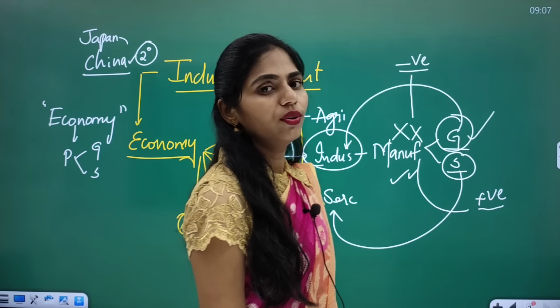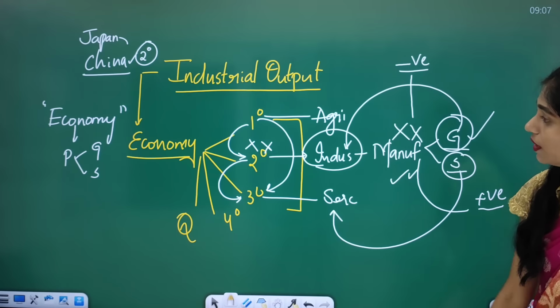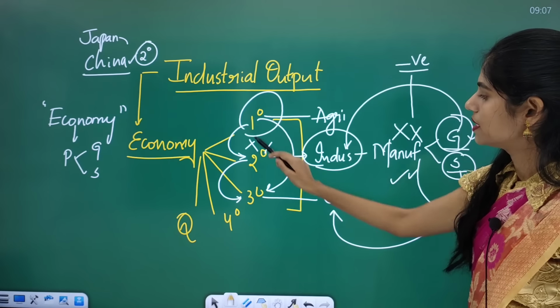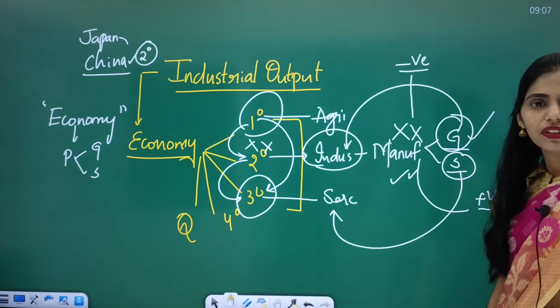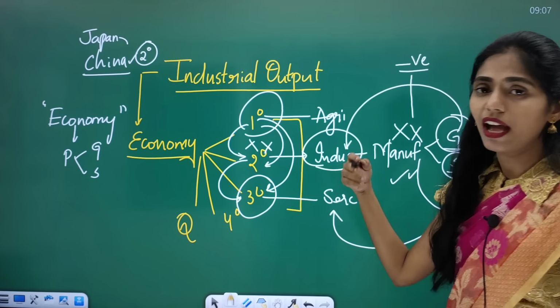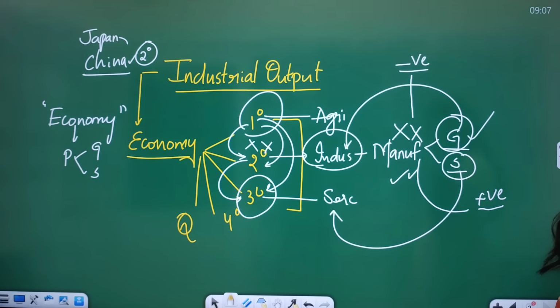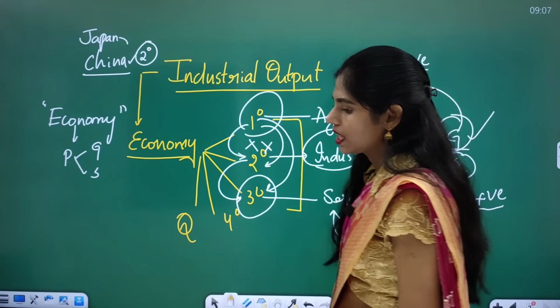As you all know, India is now the 5th largest economy in the world. Even though India jumped directly from the primary sector to the tertiary sector, India is the 5th largest economy. If India had focused on the secondary sector, it might have beaten China or Japan. This is the mistake done by India.